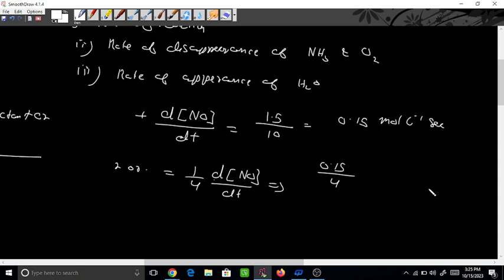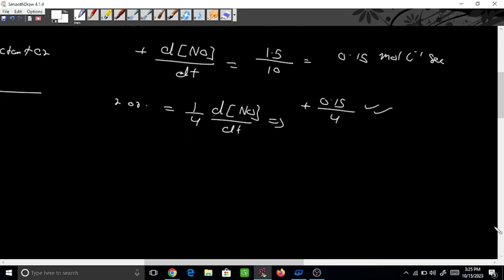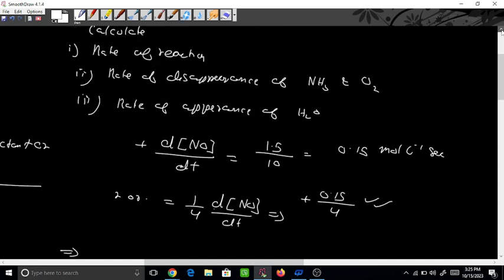It's positive, right? Yes, the rate of the reaction is positive. So this is the rate of reaction which you have got. Even you can write the rate of the reaction for everything. No need to write it here, but just see what else is required.